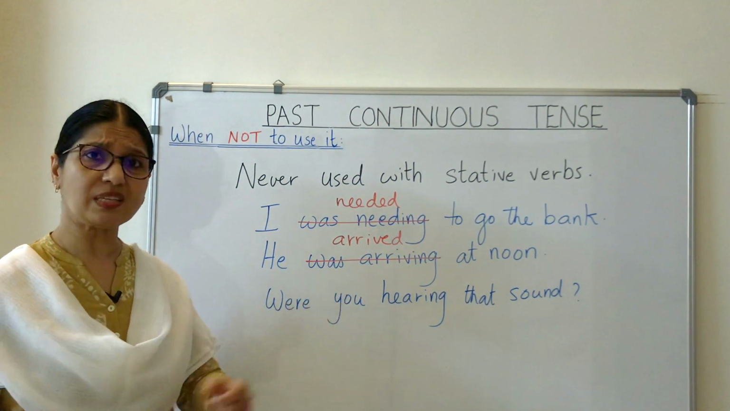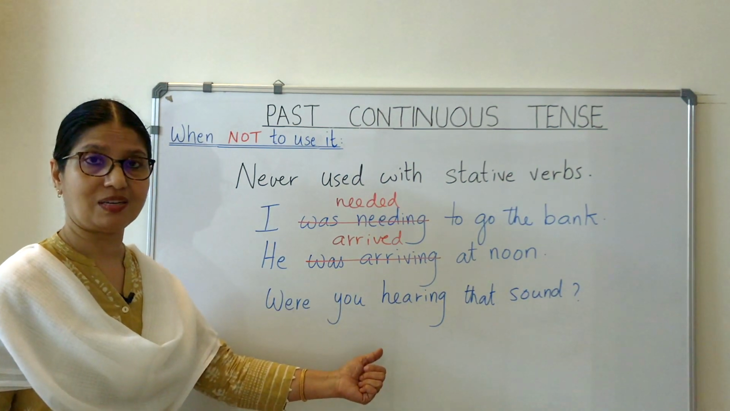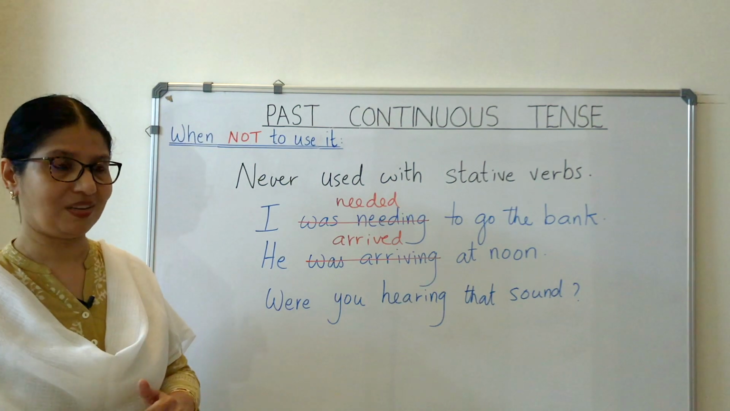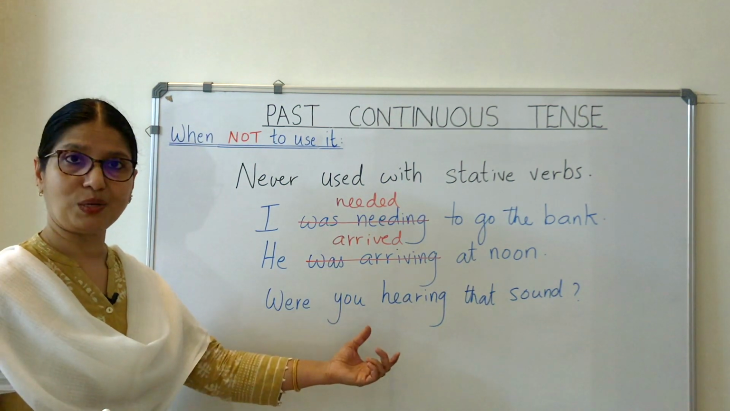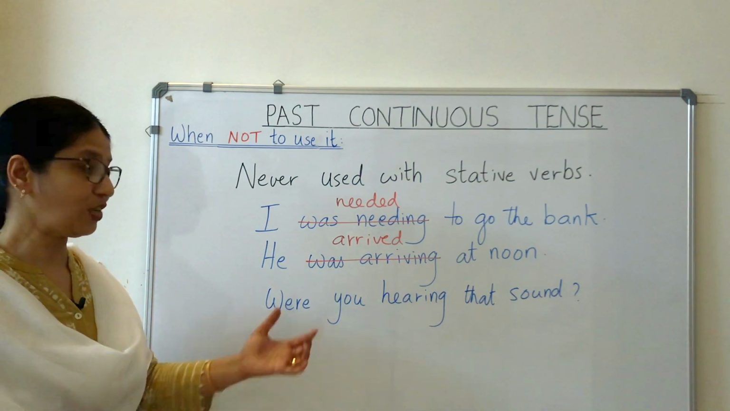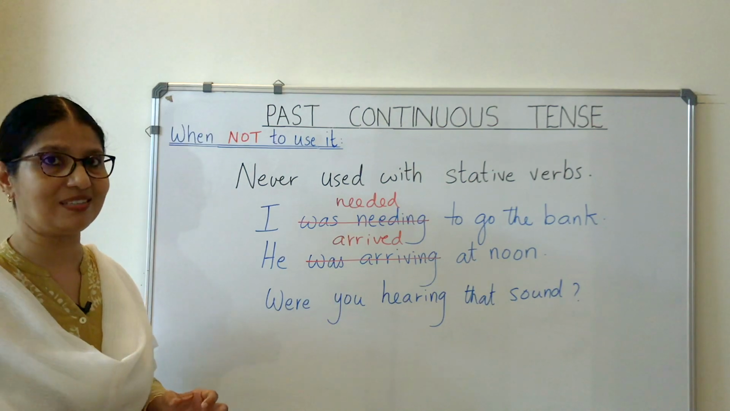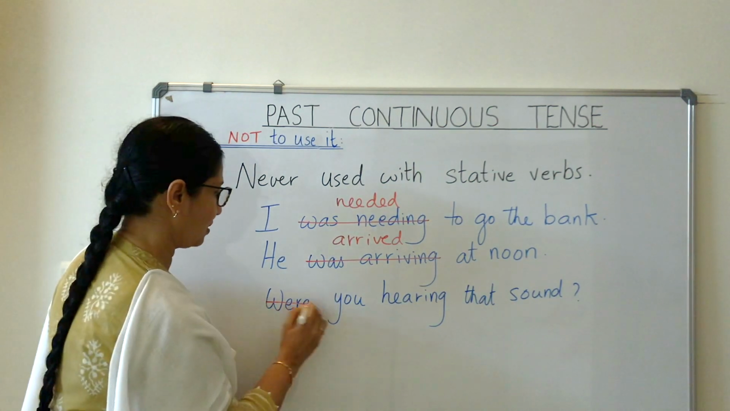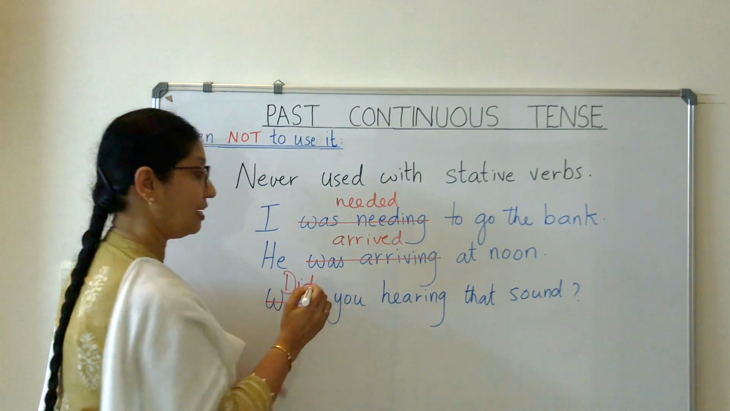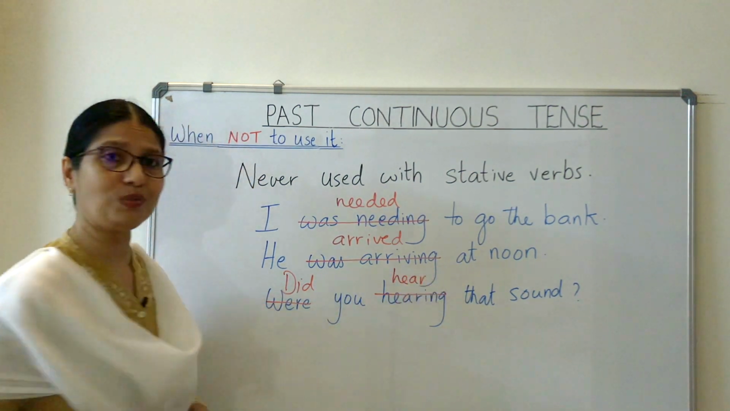Were you hearing that sound? Here is a stative verb. Listen to is an action verb. So when we use hear, we cannot pair it with past continuous tense. So it's a question. We should ask this question in simple past tense. For that, we should use the helping verb did. Did you hear that sound?